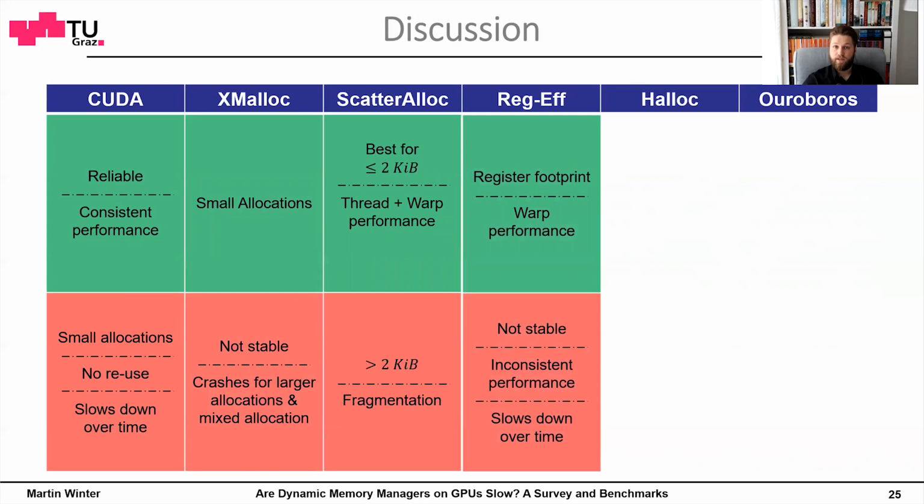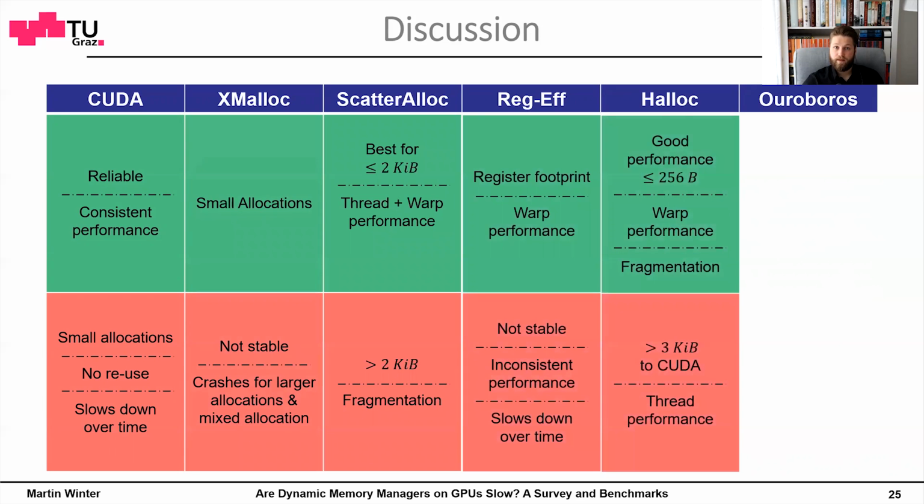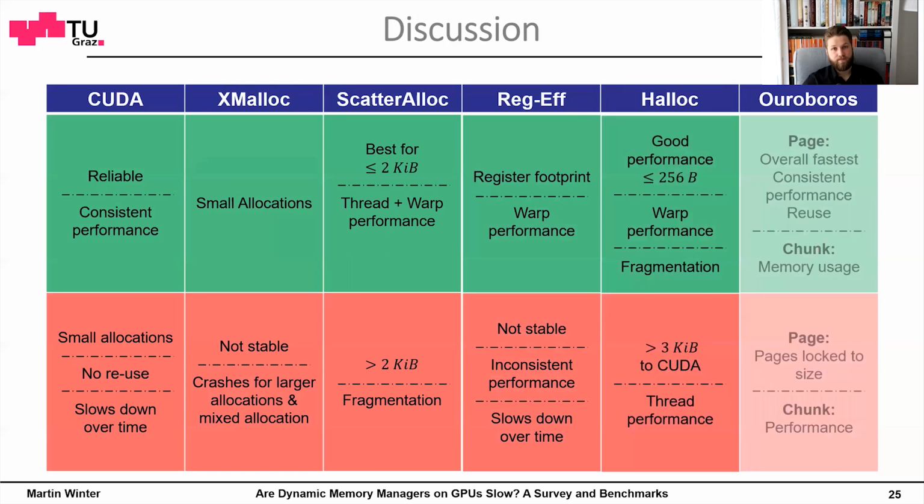RegF shines when it comes to register footprint and can hold its own with warp-based performance, but is not quite stable and performance can vary quite a bit, and it also slows down over time. HALOCK performs very well for small allocations, and warp performance for small thread counts makes it the second best performer, and fragmentation is also kept in check. The split to CUDA brings with it the expected downsides, and thread performance does not necessarily match warp performance.